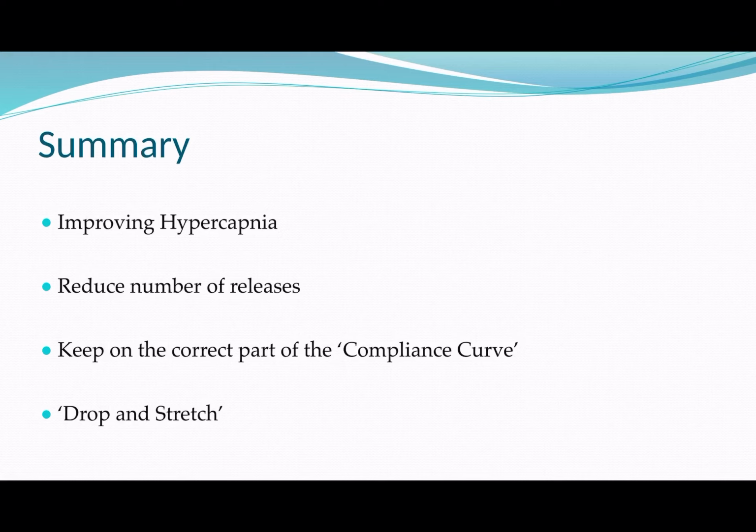The overall strategy for weaning off APRV is the so-called drop and stretch. Drop the pressure high depending upon the compliance of the lungs, and increase the time that it's at the high pressure, i.e. reducing the number of releases per unit time. As the patient's compliance improves, they can breathe more, they have higher tidal volumes, and therefore they don't need as many releases to help with the bulk removal of CO2.